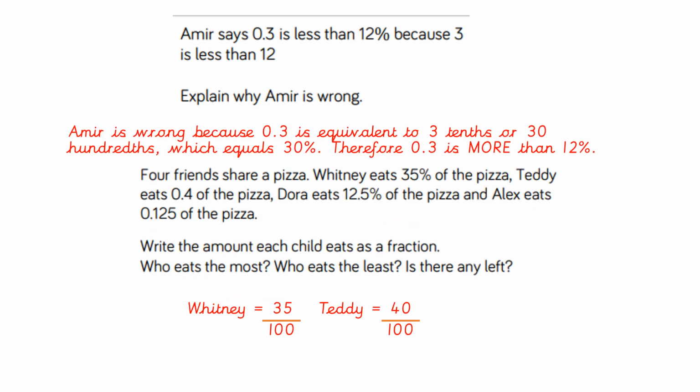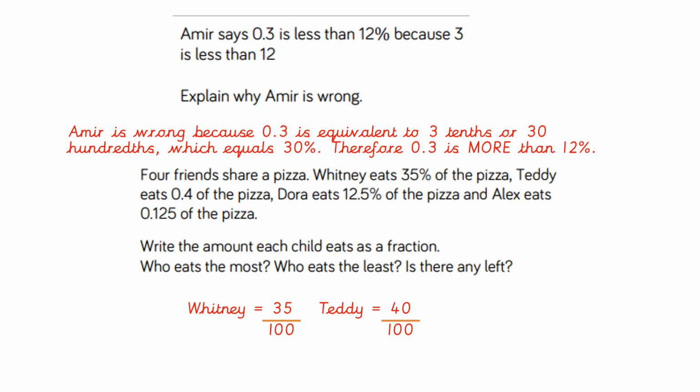Okay, so Amir says that 0.3 is less than 12% because 3 is less than 12. It already tells us he is wrong, but it wants you to explain why he is wrong. So Amir is wrong because 0.3 is equivalent to 3/10 or 30/100, which equals 30%. Therefore, 0.3 is more than 12%. Right, this one's tricky. If you couldn't do it, don't worry.